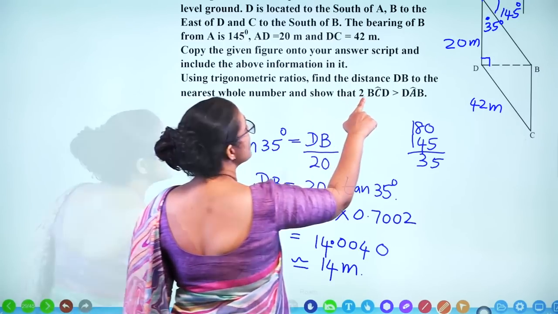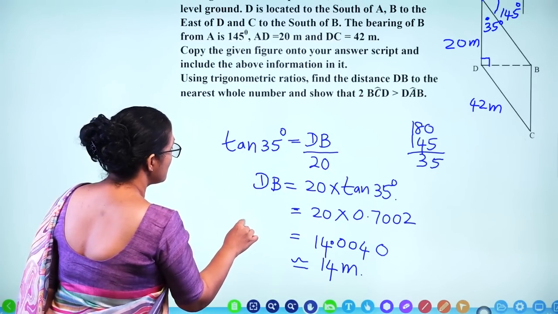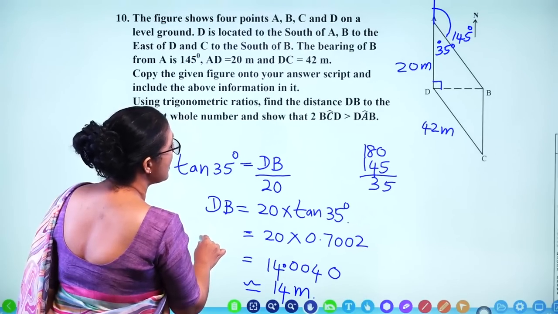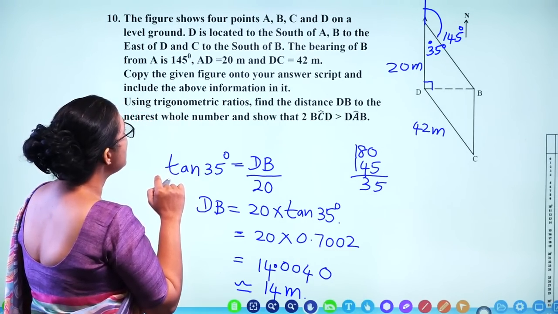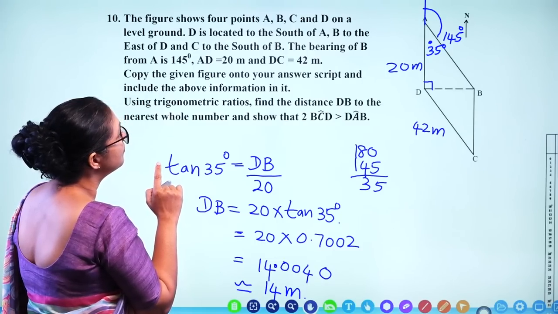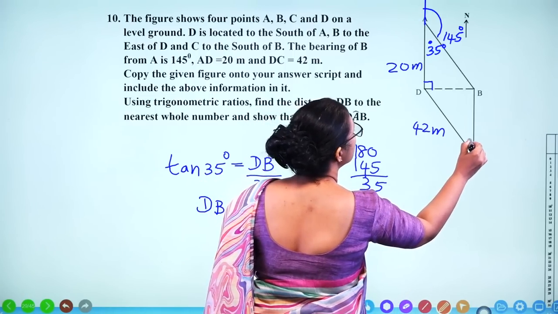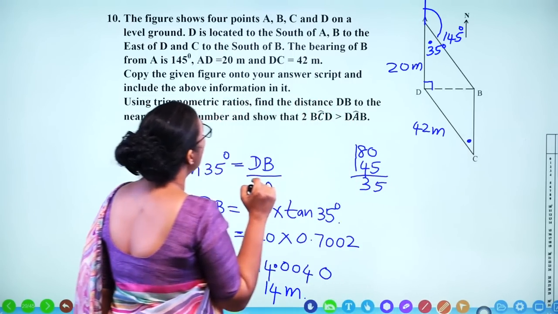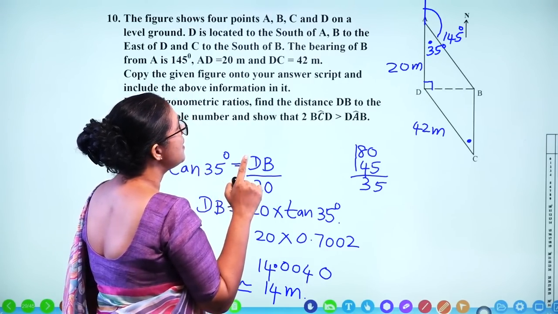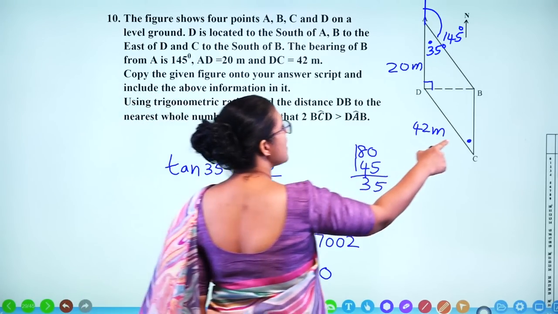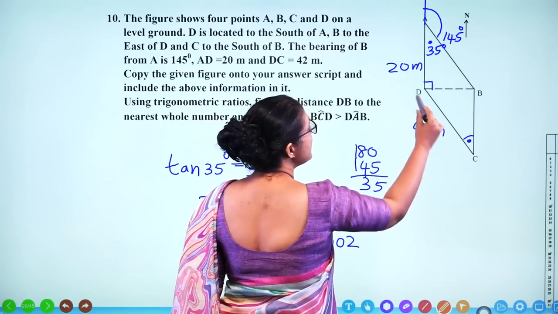And show that 2 times BCD is greater than DAB. So that means we have to find out these angles. So what's that? BCD, this angle, and DAB. DAB is 35. So we'll find out this angle. So we need to find BCD.